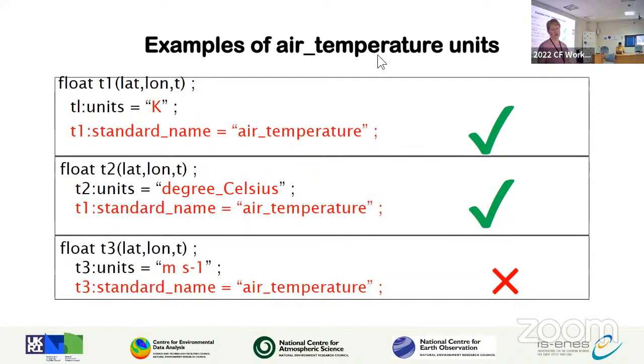But what you can't do, the third example, is say air temperature is the standard name and then say my units are meters per second or something like that, because there is no way of converting. It's not physically consistent. So that's straightforward enough.